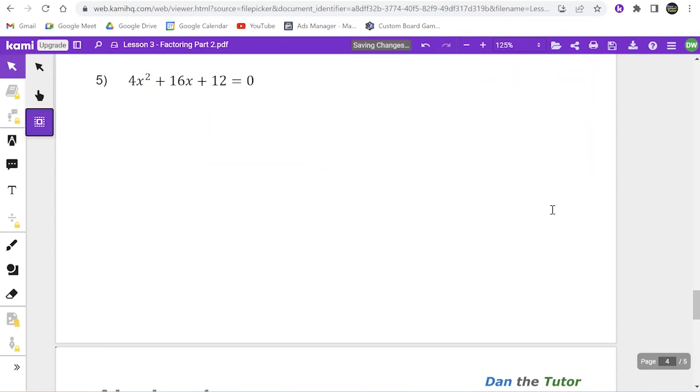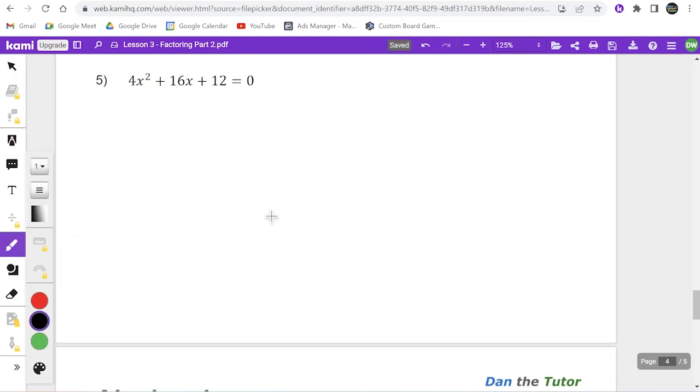For number 5, it's another equals 0 problem, which means I'm going to have to eventually set it equal to 0, like we said. And also I noticed something else that these guys have in common. I noticed that every number here is divisible by 4. That's a way to make my problem easier. Let me show you how. So if I divide each of these by 4, then what I'm left with is 4 over 4 is just 1, so x squared. 16 over 4 is 4, so plus 4x. And then 12 over 4 is 3, so plus 3. And now that equals 0. But remember, whenever you divide everything by 4, you need to put the whole thing in parentheses, and then you multiply by 4.